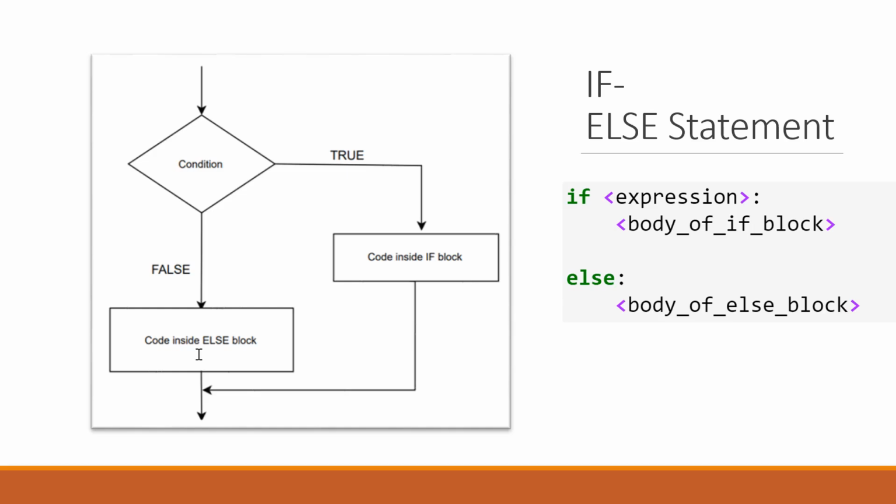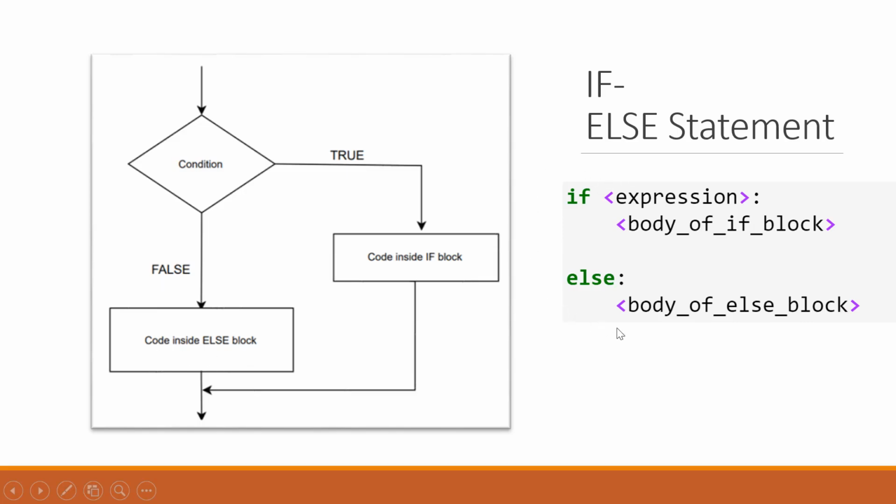So in if else statement, if the given condition within the if block is evaluated to be true, then the code given in the if block will be executed. But if the given condition turns out to be false, then the code given in the else block will be executed. So here you can see the flowchart of this if else statement. So first we will evaluate certain condition given in the if block. If the condition turns out to be true, then the code inside the if block will be executed. And if the condition turns out to be false, then the code inside the else block will be executed.